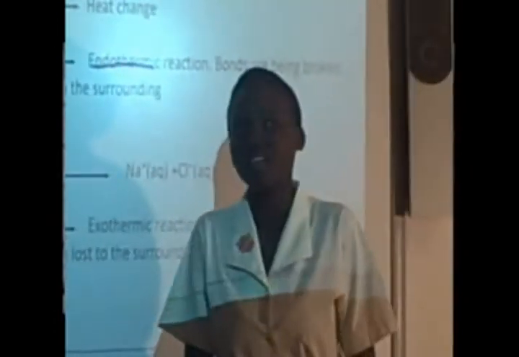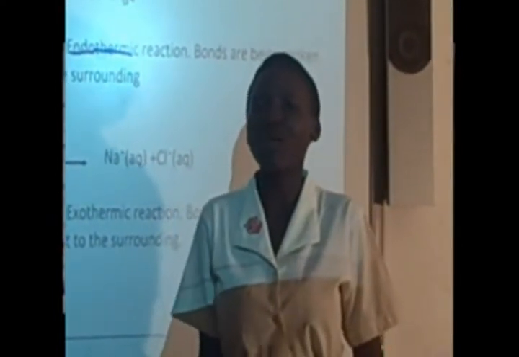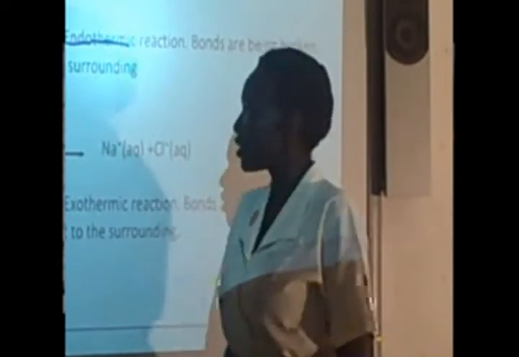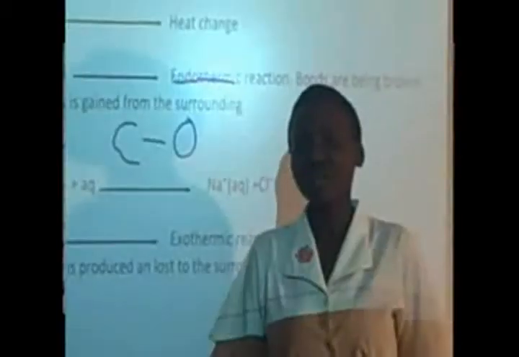Now, bonds are very strong things, and when you break them, you require a lot of energy, and that energy is got from the surrounding. When a bond, for example, a bond between carbon and oxygen is being broken, it requires a lot of energy. Come to think of it.